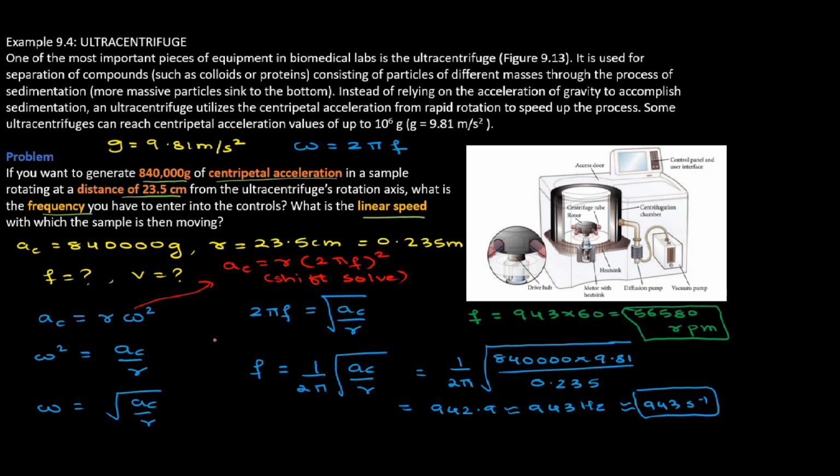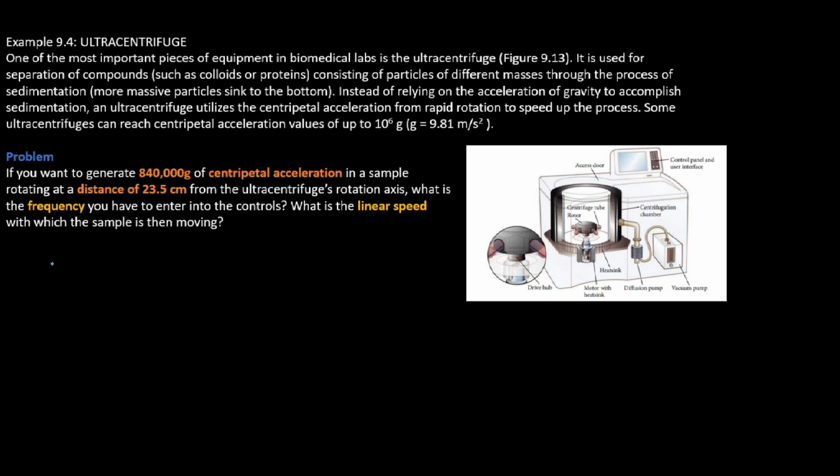Now let's go to the next part where we calculate the linear speed. Centripetal acceleration can be related to linear speed by the expression AC equals v squared over r. This is another way of writing centripetal acceleration. So I can find v by multiplying r on both sides. So v squared will be equal to AC times r. Then we take the square root of the expression to find v. v will be square root of AC times r.